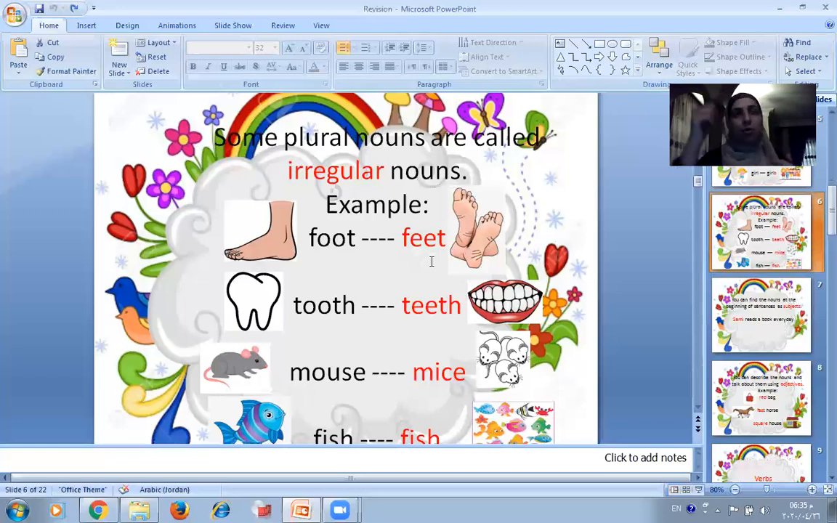Like, remember when we said person is one, people? Why didn't I say persons? No one knows. They are crazy words. So person, people, foot, feet, tooth, teeth, mouse, mice, fish, fish. These are called the irregular nouns or the irregular plurals.